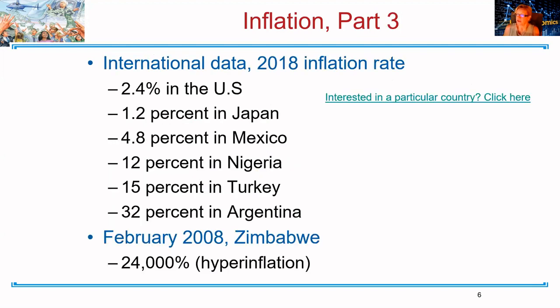Okay. So here's some international inflation rates. Notice 32% in Argentina. That's hyperinflation. Turkey, same. Nigeria is up there. And then we have some lower inflation rates. And this is as of 2018. If you're interested in a particular country, you can click on my hyperlink, take you over to Trading Economics, and you can click on some. Now, extreme hyperinflation we see in Zimbabwe in 2008. What's interesting is that in 2018, Zimbabwe suffered very similar hyperinflation as well. And this is where we had the money supply out of control.